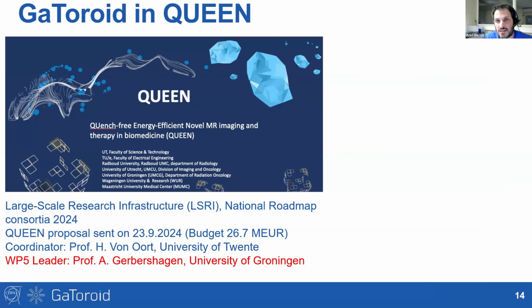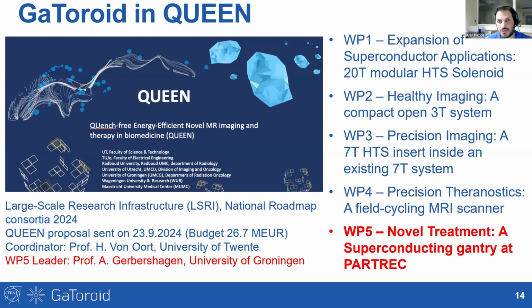And based on this design, we were then approached by the Queen proposal to produce a gantry based on the Gatorade concept. The Queen proposal is a proposal made in the Netherlands for a large-scale research infrastructure, and it aims to develop quench-free and energy-efficient systems for imaging and radiotherapy. One of the work packages, work package number 5, includes the construction of a novel type of gantry system. And this will be built at Partrek, which is a proton research therapy center in Groningen.